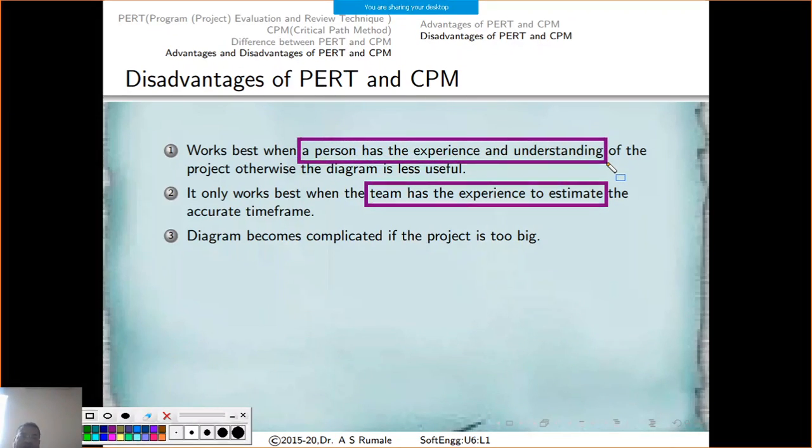If the person is not having the experience and the understanding, if the team doesn't have the how-to experience for how to estimate the things, PERT and CPM won't work. So it is actually not the disadvantage of PERT and CPM, but it is mentioned in the disadvantages of PERT and CPM. Then the diagram becomes complicated if the project is too big.